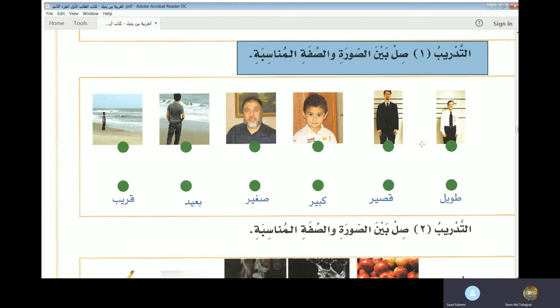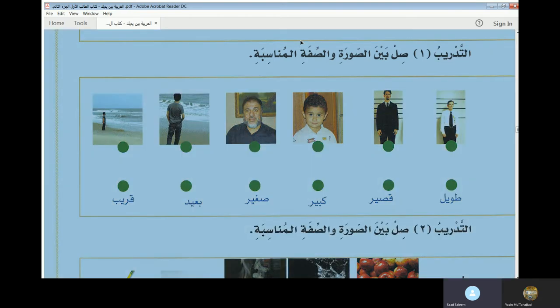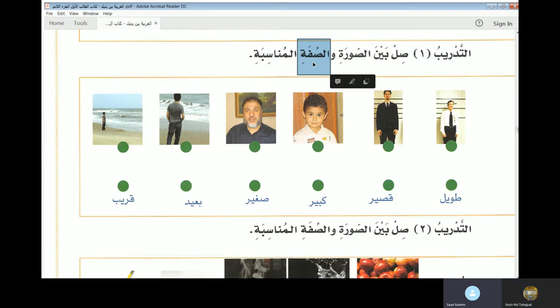After Tadrib Awwal: Sil bayna al-sura wal sifatil munasiba. Okay, that's connect between the picture and the correct, appropriate characteristics, quality. Sifa means character, characteristics, quality. Okay? Okay. So that one would be kathir.